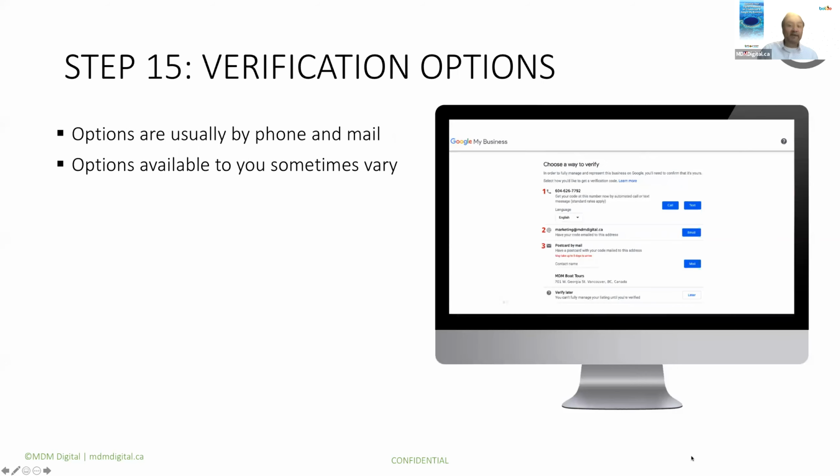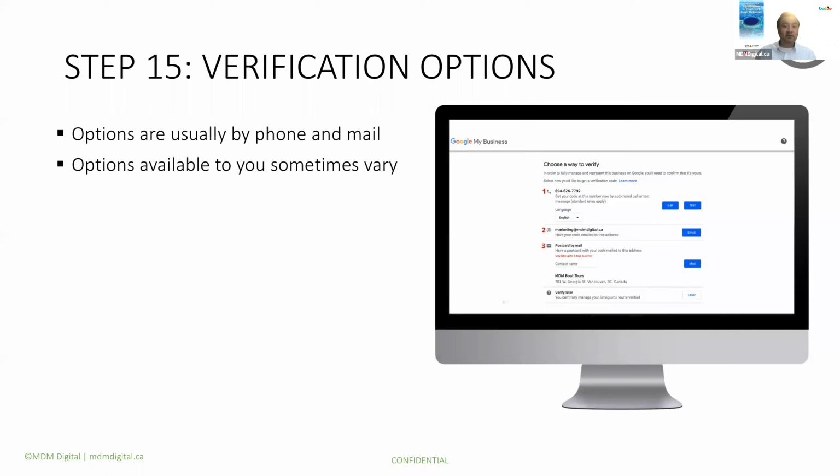The verification varies. It can vary by business. It can vary by geo, where you live. And sometimes it just varies because Google is Google. You might be given a chance when you get to the screen to verify by phone. You might be given a chance to verify by mail. So you might see both options, or you might only see one of them. Hopefully, cross our fingers, that you get the phone option.